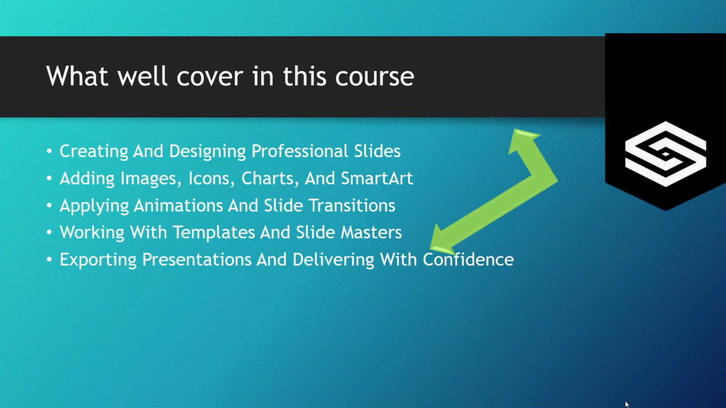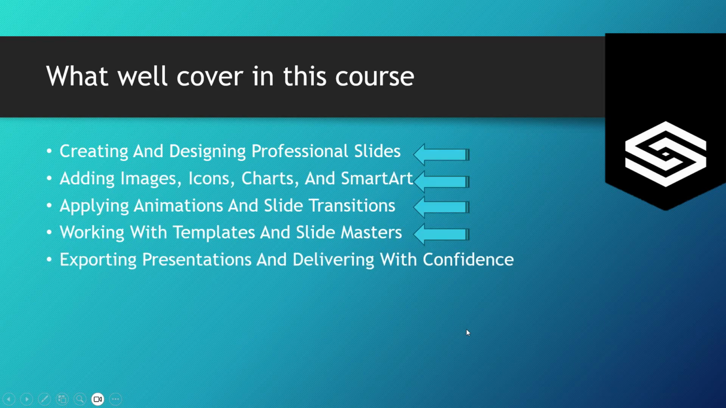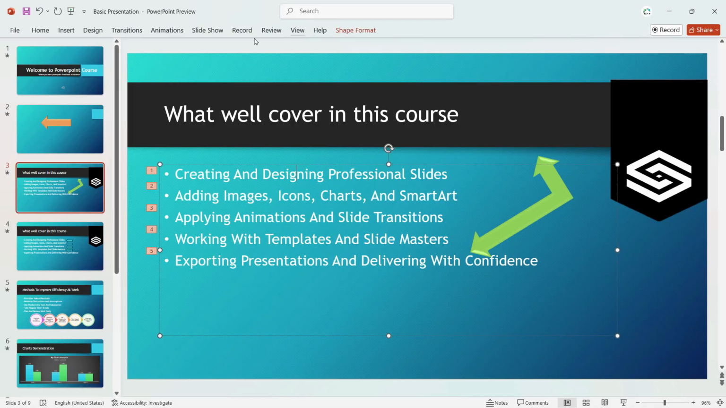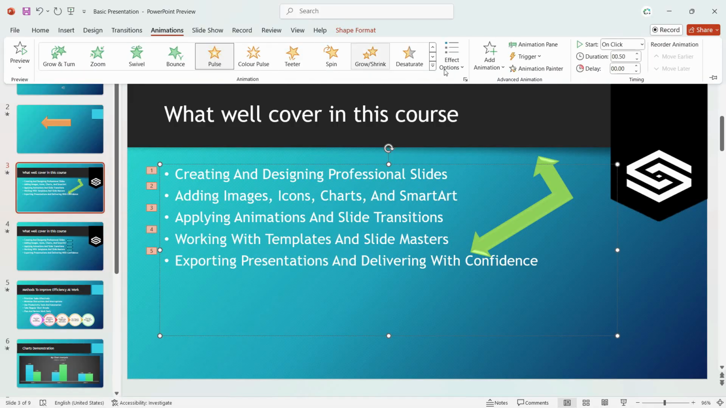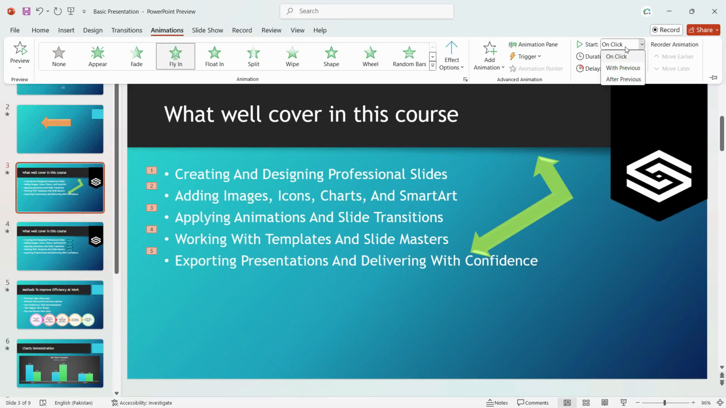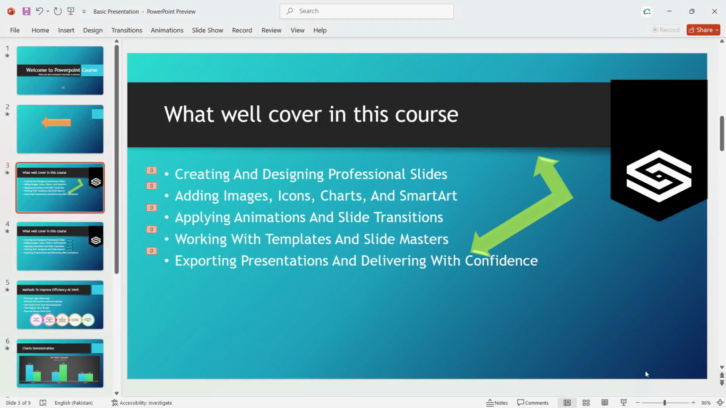Let's go to the slideshow, and here you can see that every time we click, it shows different points. Similarly, if we want them to appear one by one, we have to use something else like float in or fly in. The start should not be on click, it should be after previous. And the duration, we will set to, let's say, 25 milliseconds. So now it will appear like this, one by one.